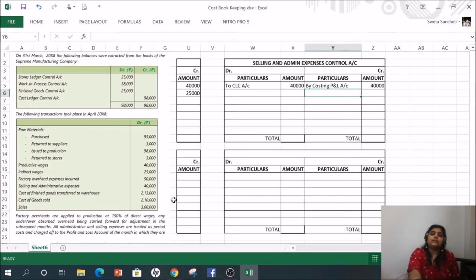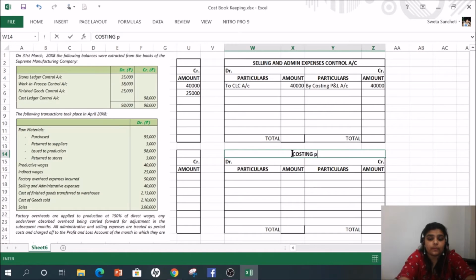I could have directly written by CLC, and in CLC I could have written by selling, and in my costing P&L I could have directly recorded costing P&L account. Here, after leaving some space, I'll record it as to selling and admin expenses. Why did I leave space above? Because we have to calculate our COGS, gross profit, sales, all those will come there. So selling and expense, that is 40,000.